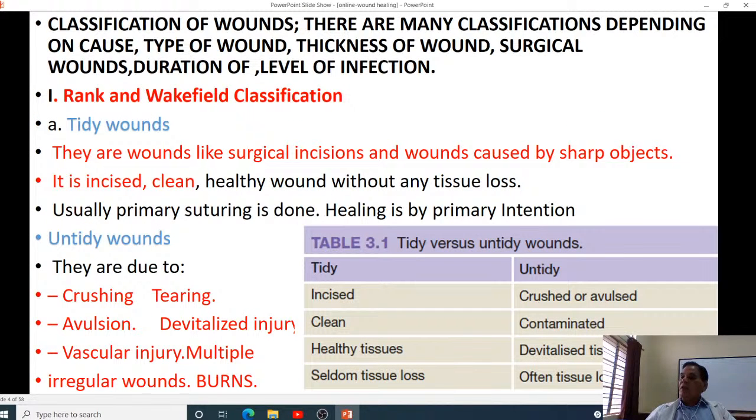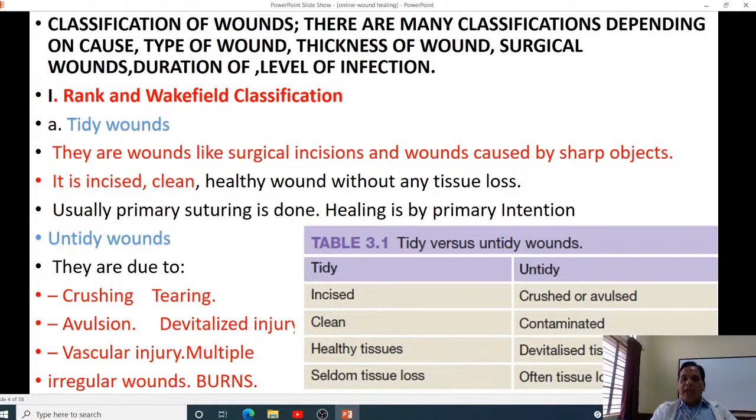Now what comes is the classification. So many classifications. But remember, every classification has a certain meaning. Why do you classify wounds? Because you want to plan the management of that wound. That is why you classify. In classification, indirectly, the character of the wound, the infection of the wound, and the management of the wound, everything comes. There are so many classifications, and the commonest among them is the Rank and Wakefield classification. This is the simplest one.